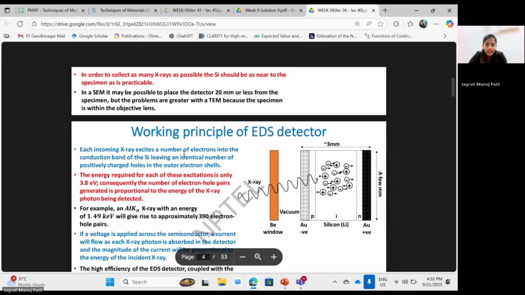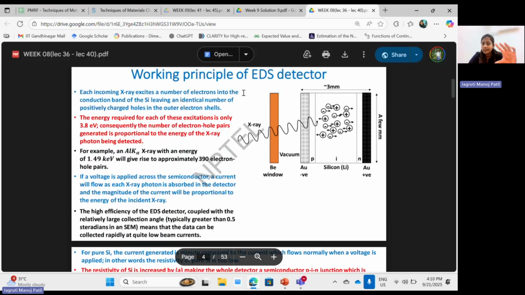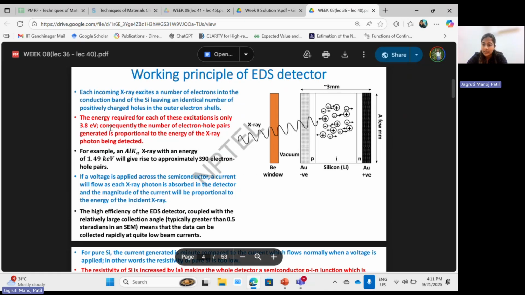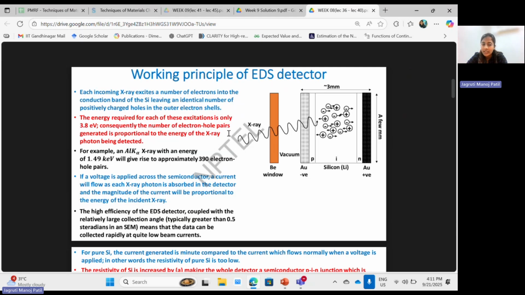Now, each incoming X-ray will excite a number of electrons into the conduction band of the silicon and emit an almost identical number of positively charged holes in the outer shell. Let's say the energy required for each of these is 3.8 electron volts. Consequently, the number of electrons generated would be proportional to the energy of the X-rays being detected. So if one gets doubled, the other is also doubled, but the energy remains the same. Only the number of electrons has doubled in that scenario.